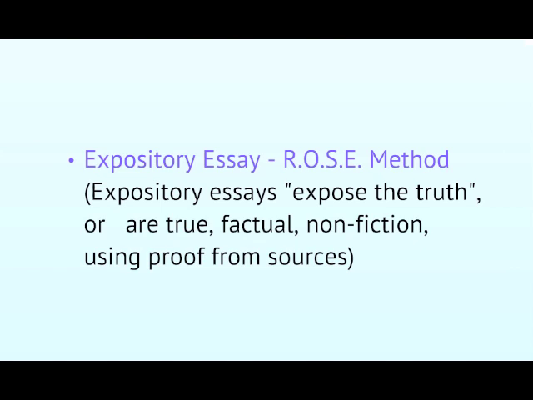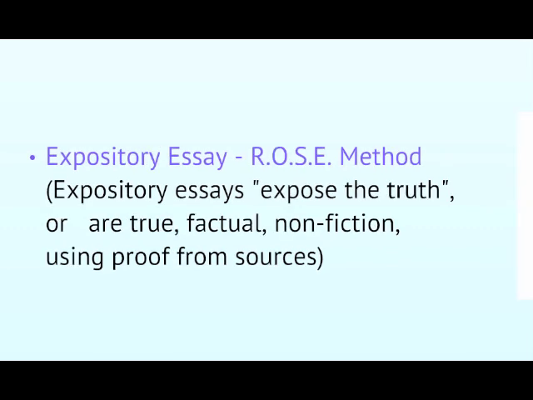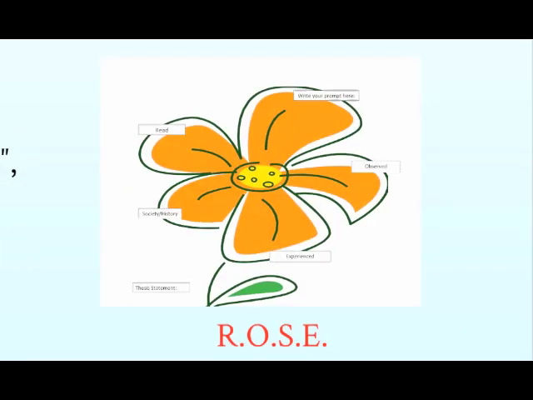The final strategy we'll talk about today is your expository essay strategy, the R.O.S.E method. Expository essays expose the truth and are factual, non-fiction, and you have to use proof from sources. When you use the R.O.S.E method, you make sure and write your prompt at the top. Then you're going to decide what you have read that has to do with the prompt, what you've observed, what you've seen in society or history, or what you've experienced.